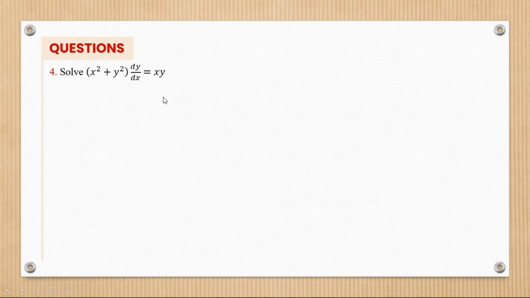So this is actually homogeneous. So we can solve it the way we solve a homogeneous differential equation. We're going to let y be equal to ux, and then we differentiate this: dy/dx should be equal to u plus x du/dx.